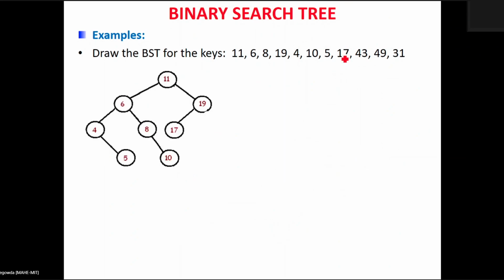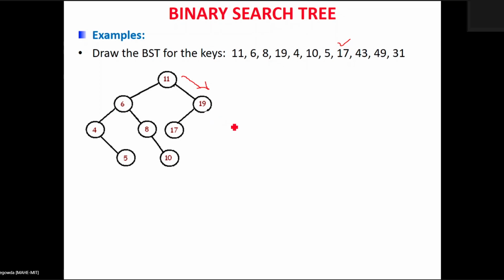This is the resultant tree after inserting 17. Similarly, the next number is 43. 43 is greater than 11, so traverse right. 43 is greater than 19, so traverse right again. You can't traverse right of 19 because the right subtree is empty.